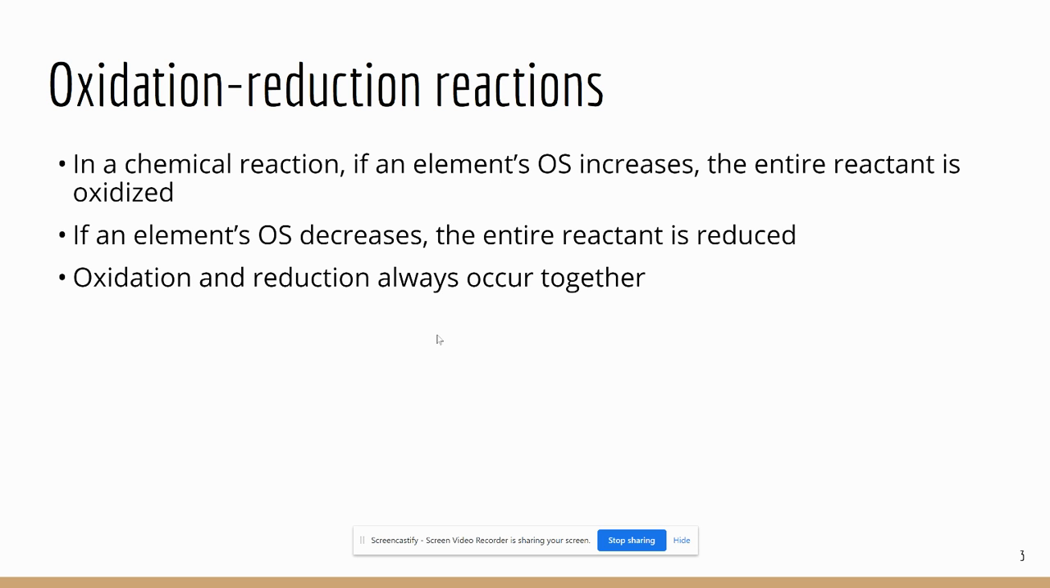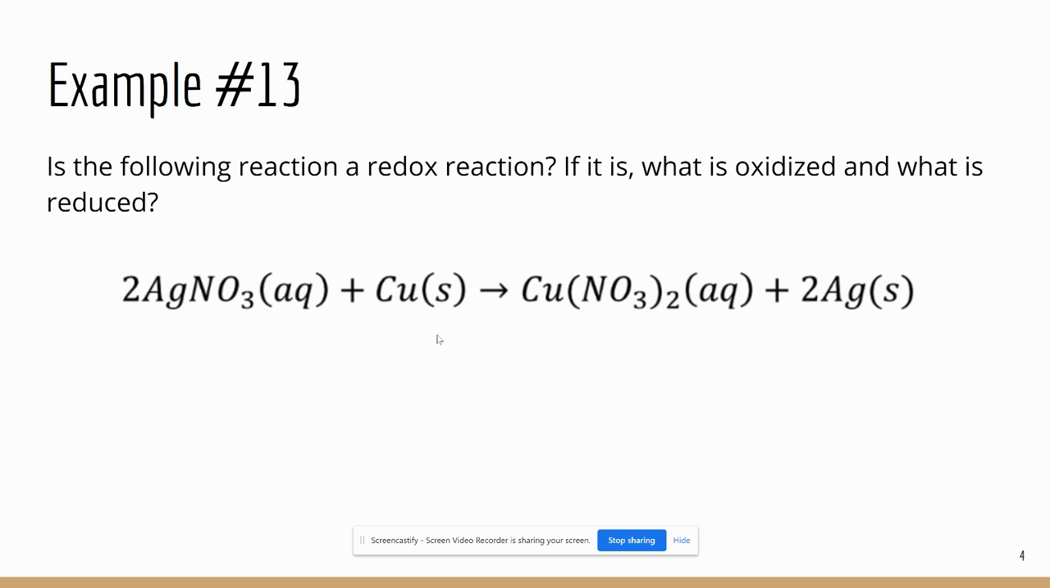So to determine if something is oxidized or reduced, we have to take the oxidation numbers of all of the elements in the reactants and the products. If the oxidation state goes up, then it is oxidized. If the oxidation state goes down, then it is reduced. Pause here.